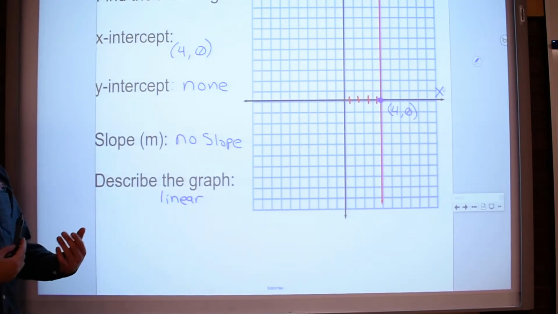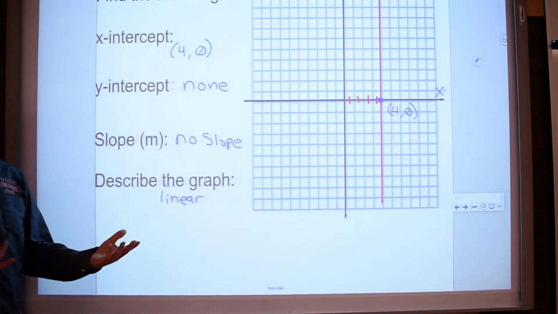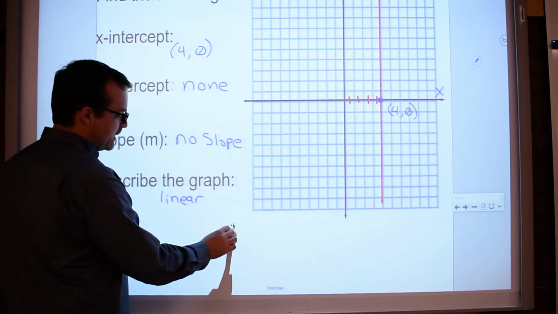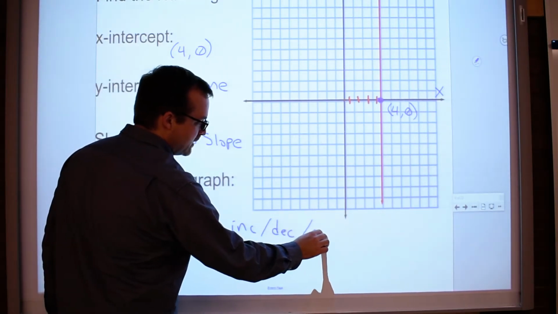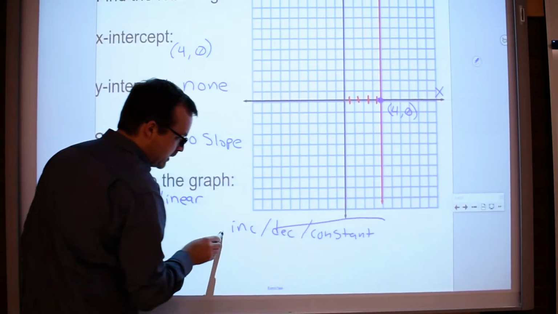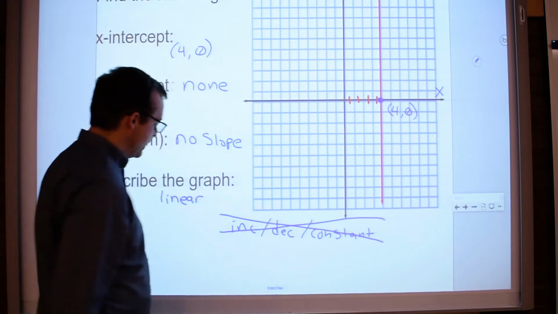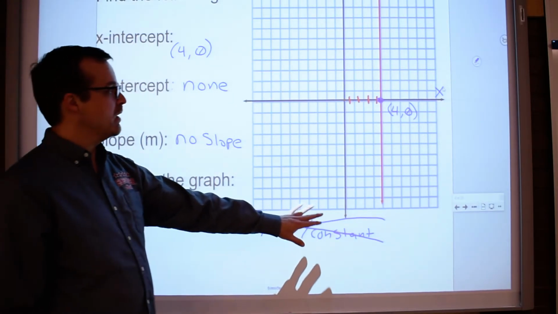Is it increasing? Decreasing? Is it constant? No, none of those, right? So if I were to ask you all those things, is it increasing or decreasing or constant or neither, I would say none of those. Neither. So it's not linear, not increasing or decreasing, not constant.